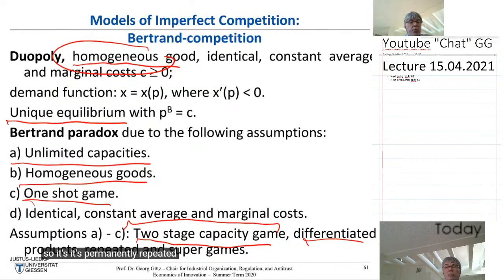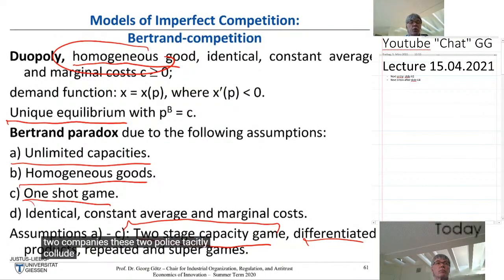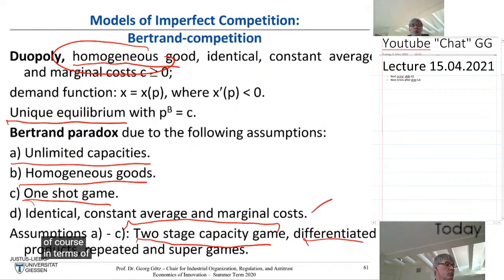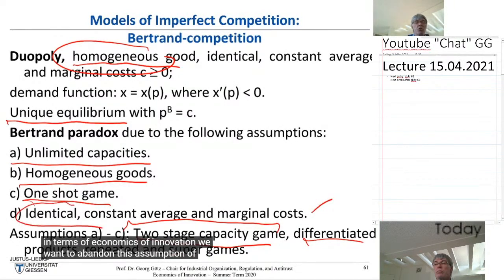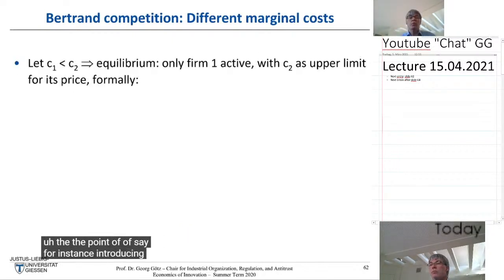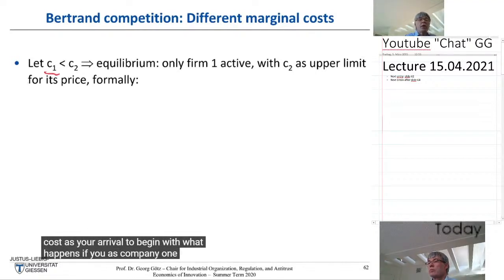So it's permanently repeated, and then you would also have collusive equilibria where these two companies, these duopolists, tacitly collude on a monopoly solution, for instance. But what we want to do now, and this is very relevant in terms of the economics of innovation, is abandon this assumption of identical cost. Because the point of, for instance, introducing a process innovation is that you reduce the cost below the previous level. If you start out with the same cost as your rival, what happens if you, as company one, are able to reduce your costs below the level of firm two? And now, what does the equilibrium look like?